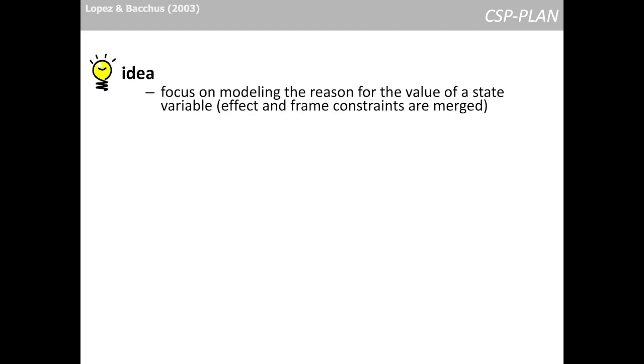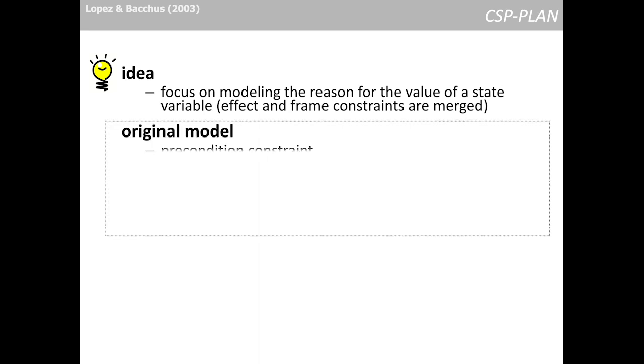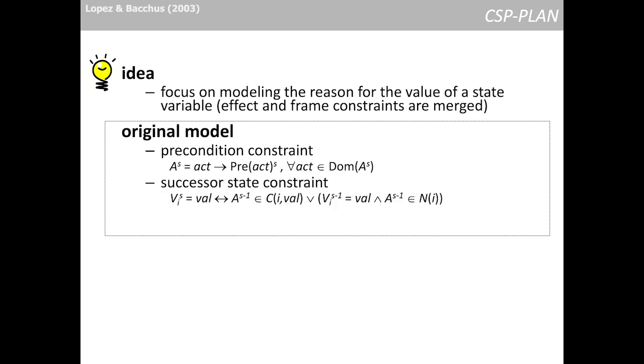It uses the idea that rather than modeling the action, we model why a given state variable is assigned a given value. In some sense, we can say that we merge the effect and frame axioms into a single successor state axiom. So again, if we use a logical model, we encode the precondition constraints like before, but rather than effect and frame axiom constraints, we can use a successor state constraint, which says that the value of the state variable will be a given value if and only if an action that is selected is setting this value, or if that value has been used in the previous layer and the action is not modifying this variable. So we don't need special effect and frame axioms.